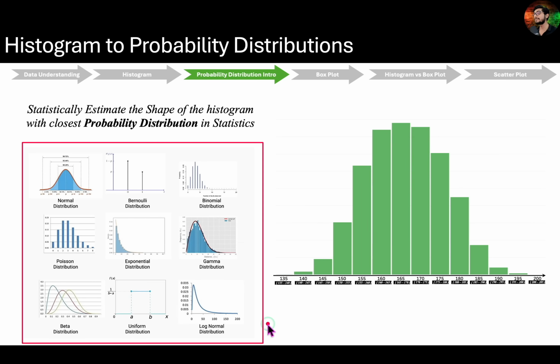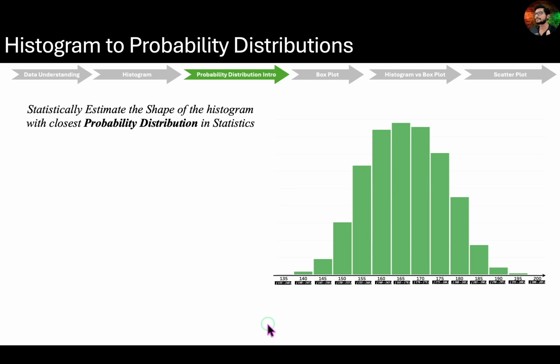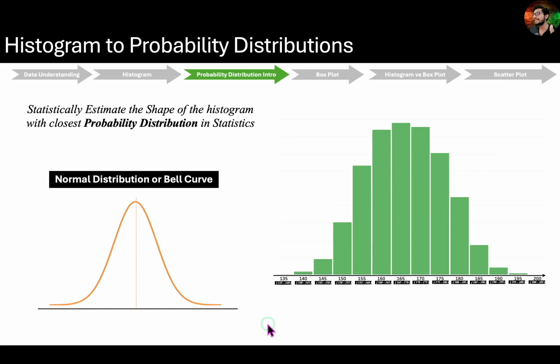It gives you a glimpse into the broader world of statistical modeling that we'll explore later. So stay tuned with me. However, since the shape of our histogram closely resembles one of the most well-known and widely used probability distributions, the normal distribution, which is also called the Gaussian distribution or bell curve, we can clearly observe how smoothly this curve fits over the histogram, capturing its overall shape and trend effectively.